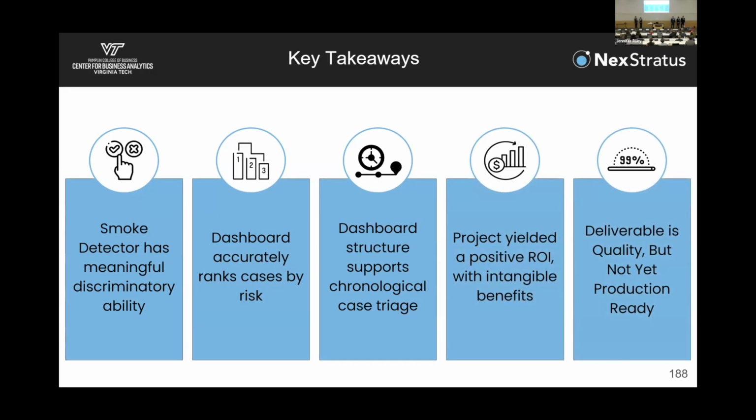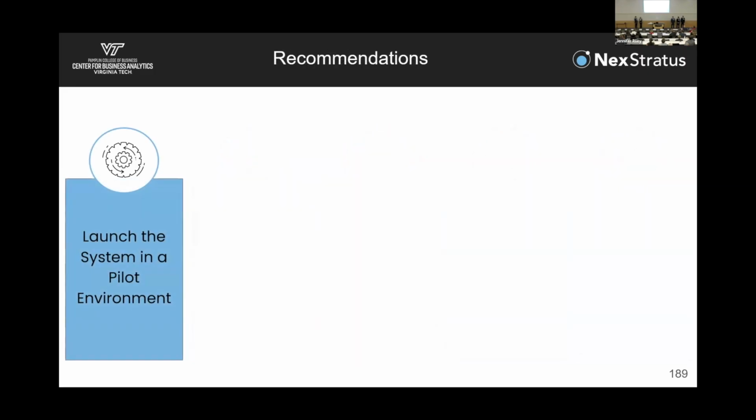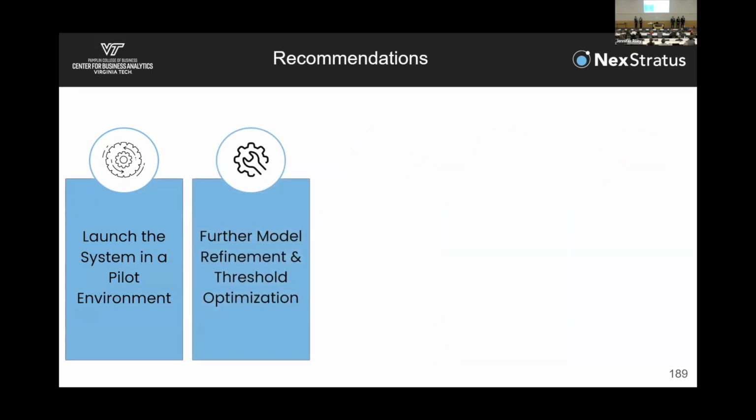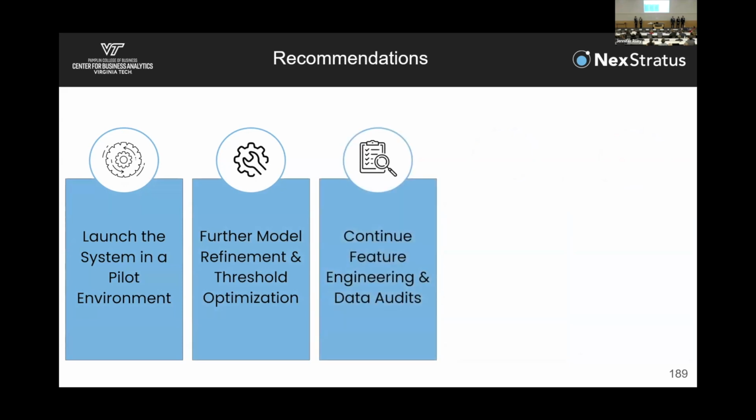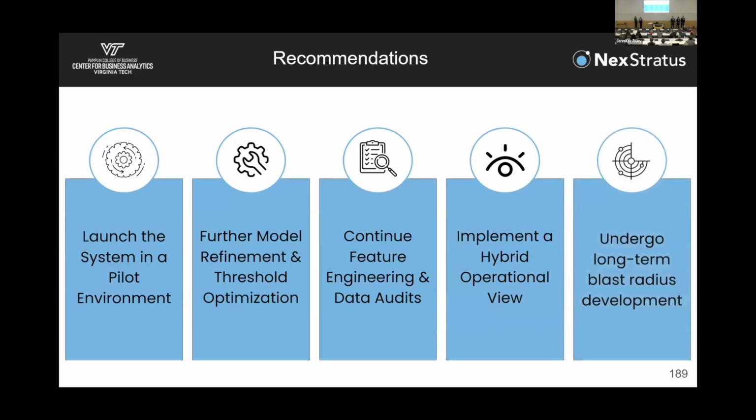And lastly, it is important to note that although this model is highly effective, it is a prototype built off synthetic data and not yet fully production ready. We've also provided Nextstratus with 5 key strategic recommendations. First is to continue testing our model in a pilot environment. Next is to continue with model refinement and threshold optimization. Third is to continue with feature engineering and data audits. Fourth is to implement a hybrid operational layer that allows the underlying AI to communicate with hospital staff in order to make better decisions. And lastly is to undergo long-term blast radius development.